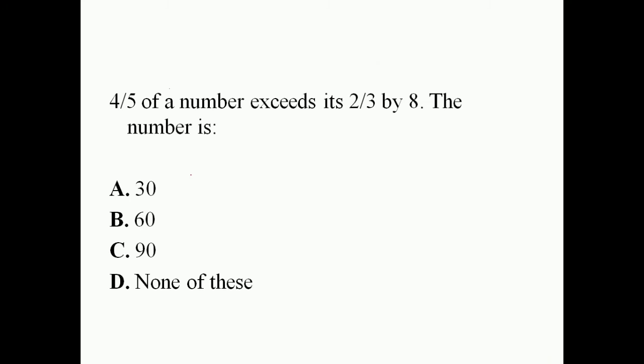Okay, next question: 4 by 5 of a number exceeds its 2 by 3 by 8, the number is? We can take x as the number here. 4 by 5 of x exceeds, which means 2 by 3 x plus 8 is equal to 4 by 5 x.